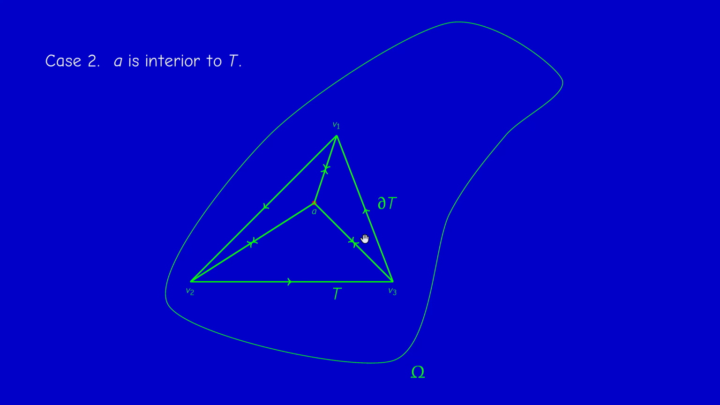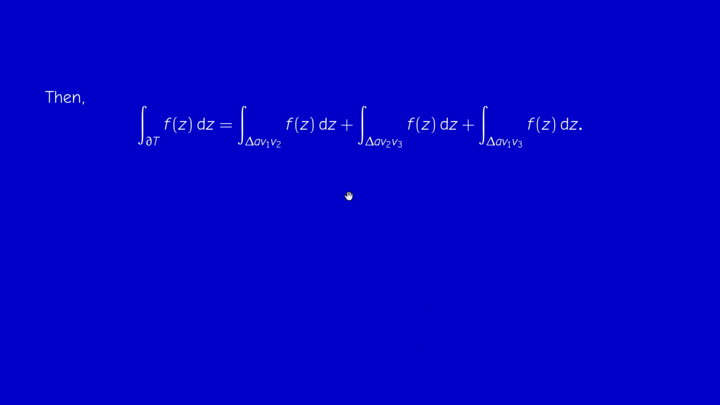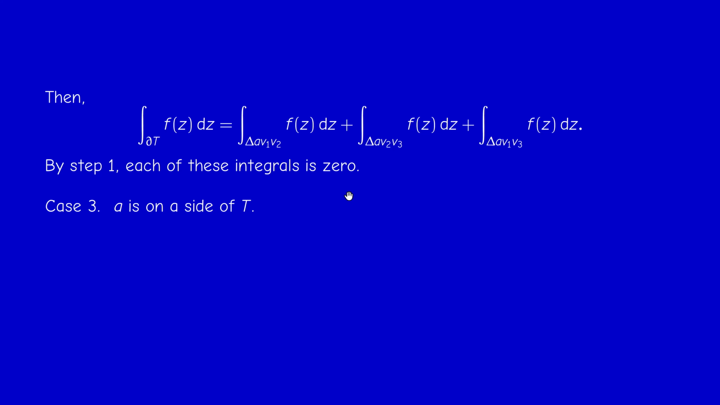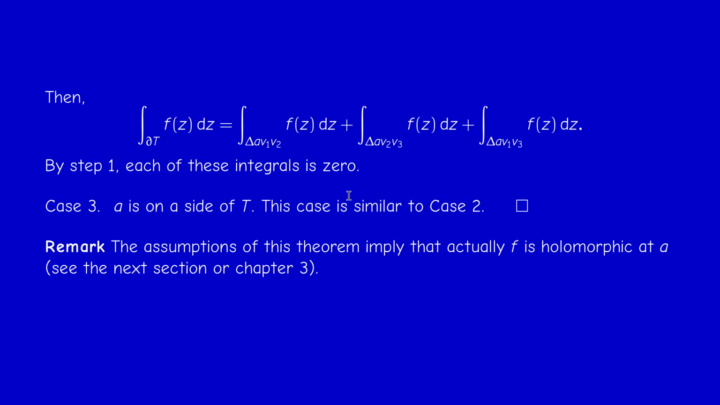But by case 1, now A is the vertex of this triangle. So by step 1, the integral here is 0. And similarly, the integral over this triangle is 0, and the integral over this triangle is 0. Okay, so when I do the summation, I get that the integral of F over the big triangle is 0. Okay, and that's it. Case 3 is very similar to case 2. You just do a figure, but then you just have 2 triangles instead of 3, so it's a little bit easier. So you do it.